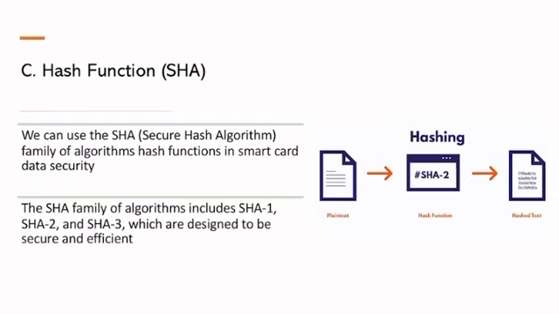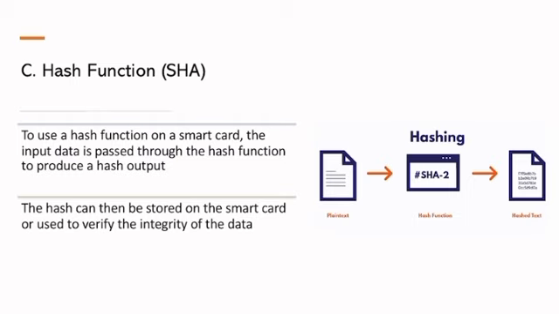We can use the SHA, secure hash algorithm, family of hash functions in smart card data security. The SHA hash algorithms family includes SHA1, SHA2, SHA3, which are designed to be secure and efficient. To use a hash function on a smart card, the input data is passed through the hash function to produce a hash output. The hash can then be stored on the smart card or used to verify the integrity of data.